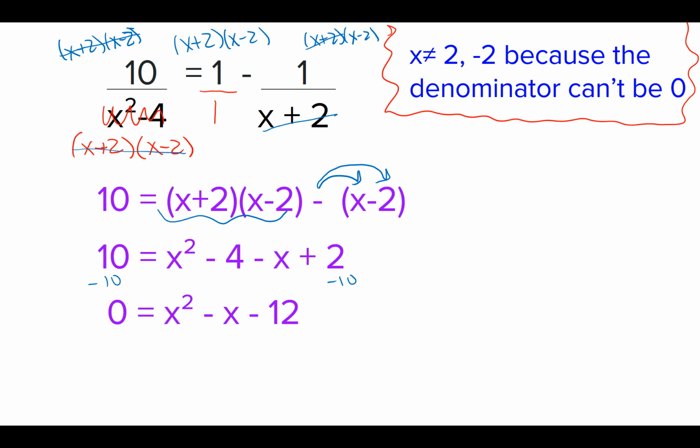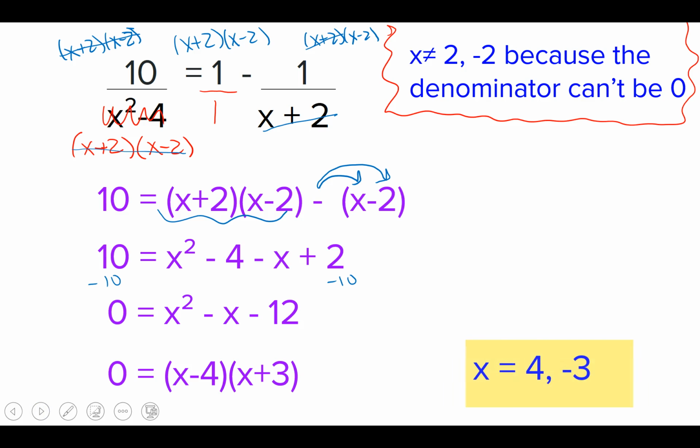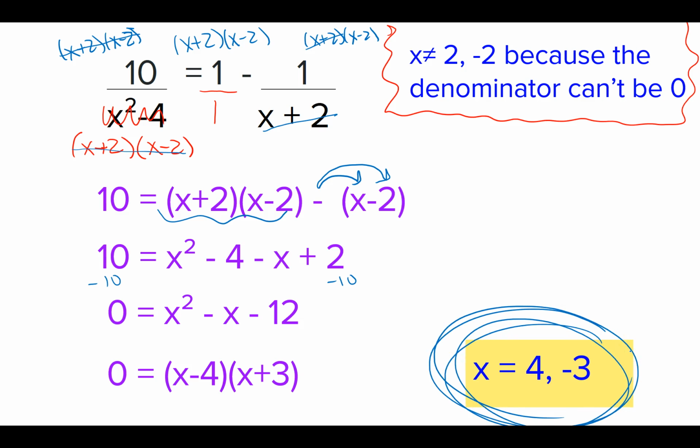We can factor this. We don't need to slip and slide. What multiplies to give me negative 12 but adds to give me a negative 1? 4 and 3. Okay, so I need one to be negative. Which one's it going to be? Negative 4. So 0 equals x minus 4 and x plus 3. So when I solve for 0 on each piece, that means x equals positive 4 and negative 3. And I can have those, right? Because my only restrictions were 2 and negative 2. So these are good. We like them. They will work.